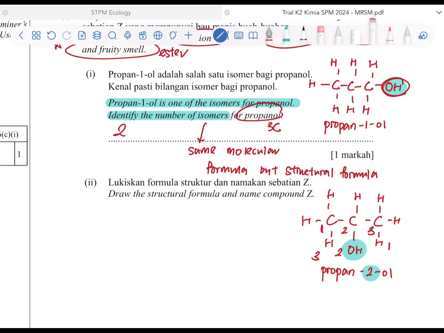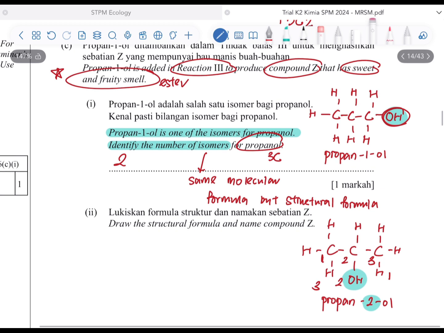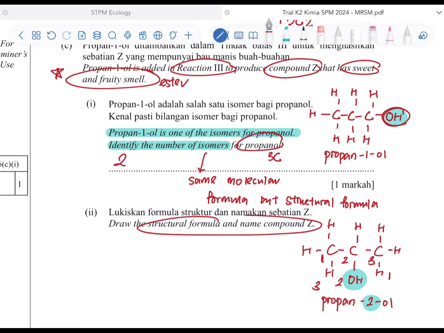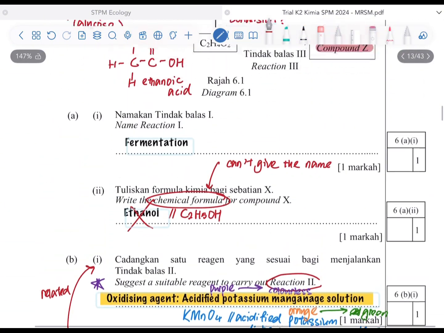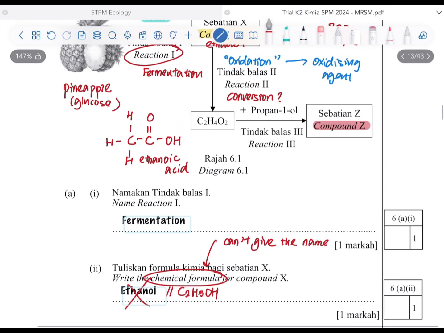Okay, so let's look at question C2. Draw the structural formula and name compound Z. So you need to draw first and then name. First draw, and then name compound Z. Compound Z is the ester. So let's look at the reactants. We have the reactants, which are the ethanoic acid over here, plus the propan-1-ol. So what will be compound Z?